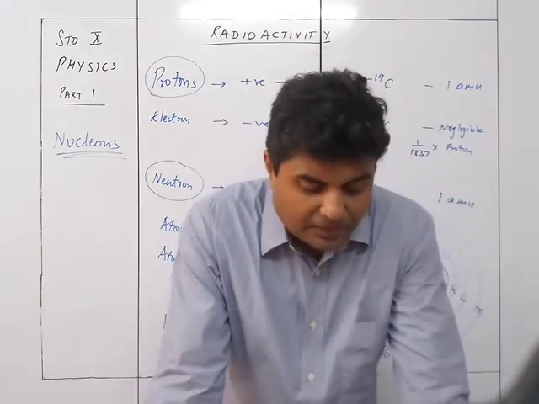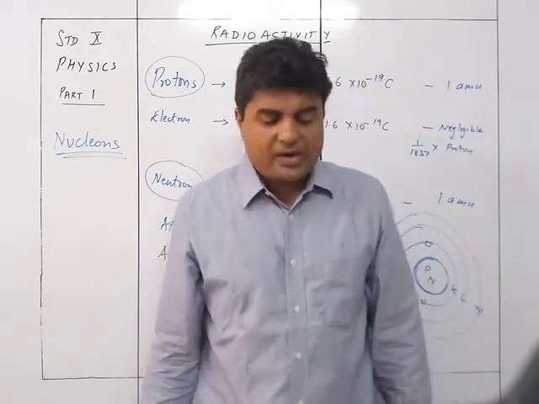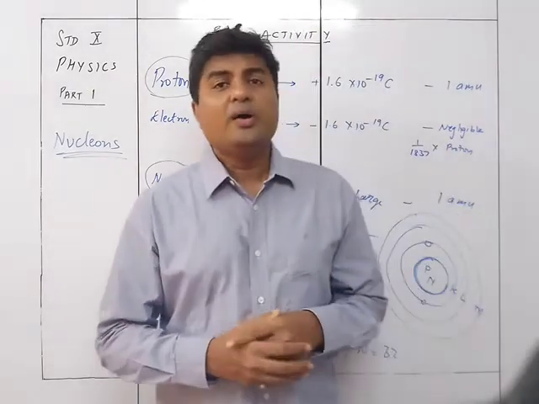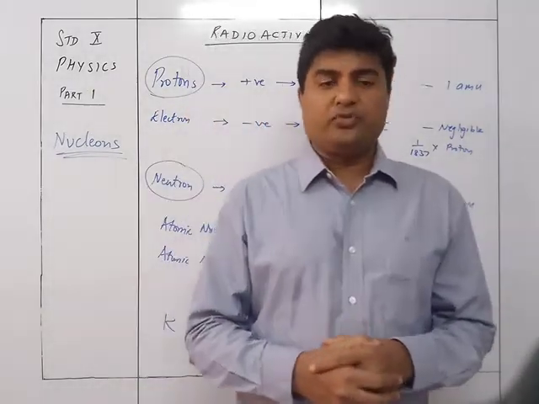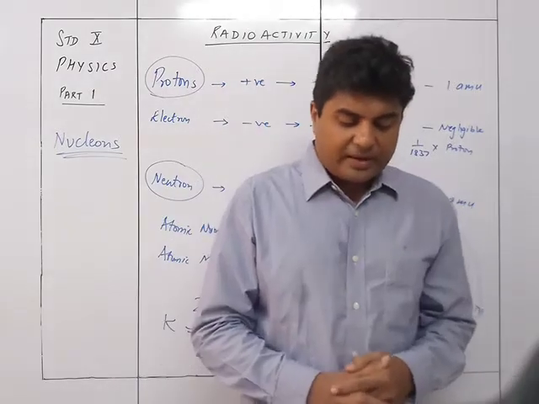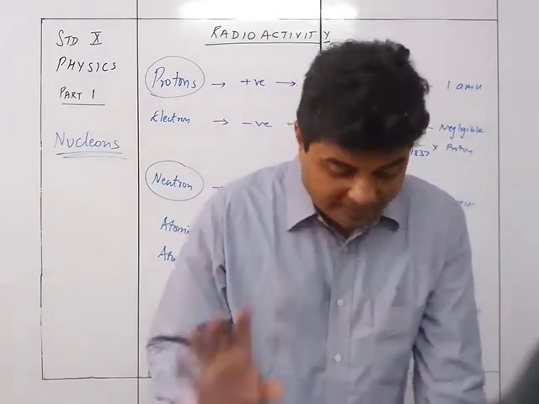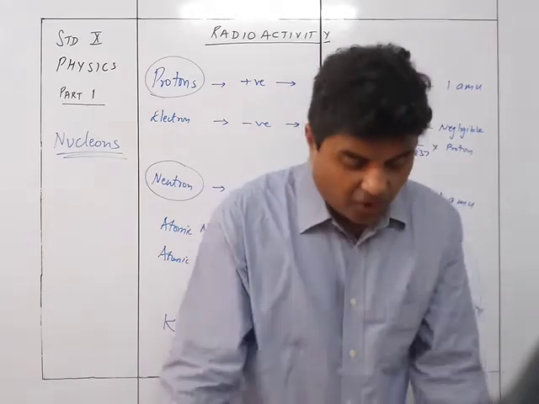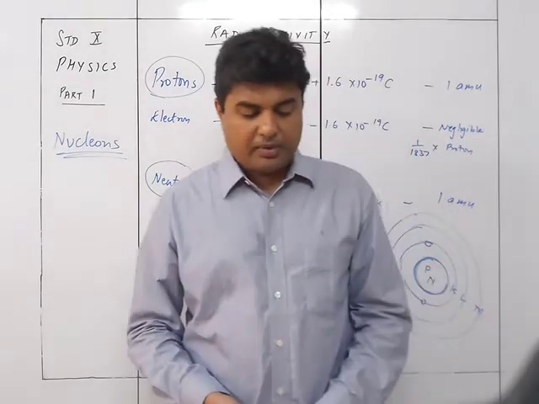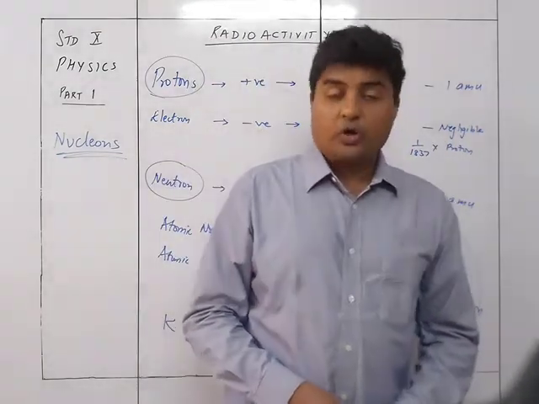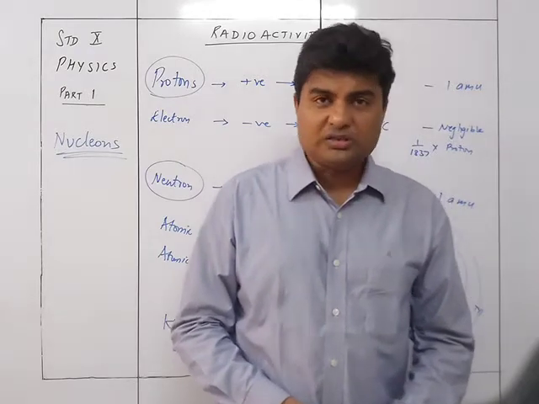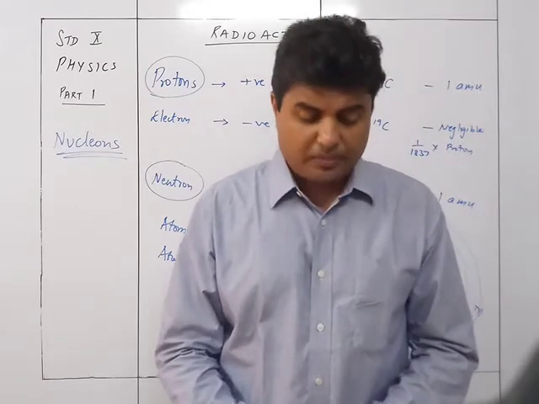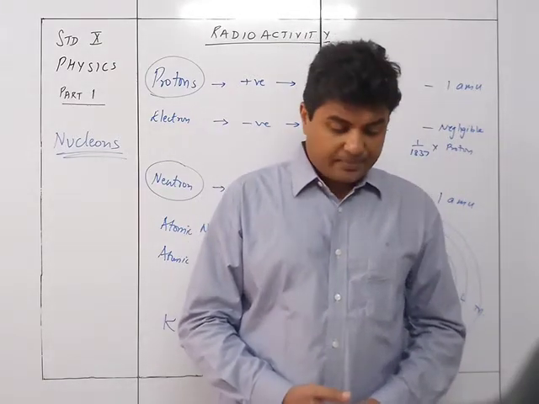Next is mass number. The mass number of an atom is equal to the total number of nucleons. The total number of nucleons, that is the total number of protons and neutrons present in an atom, gives you the mass number. So it is the number of protons and the number of neutrons in the nucleus. That is, A is equal to the number of protons plus the number of neutrons in the nucleus of an atom.